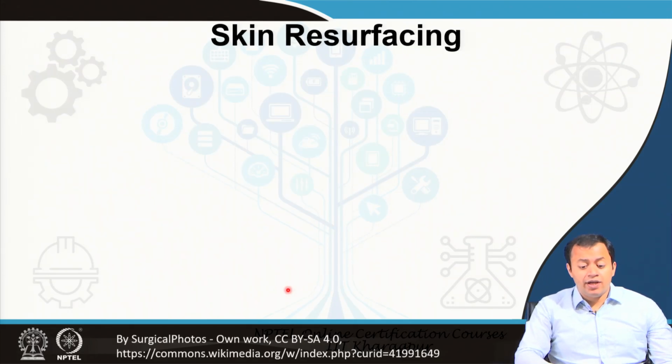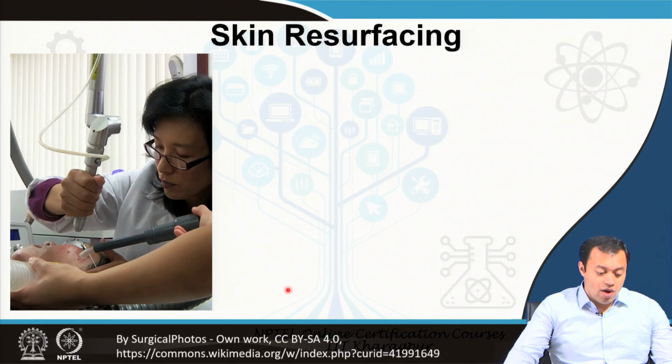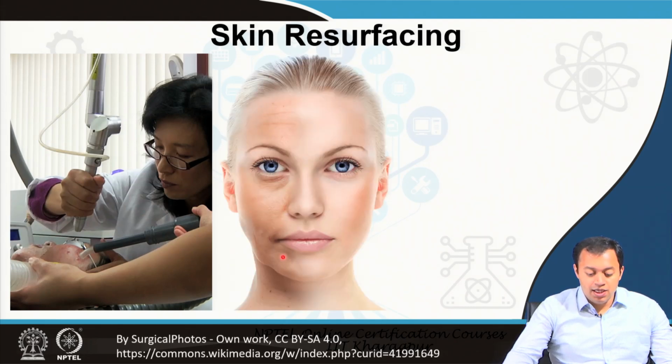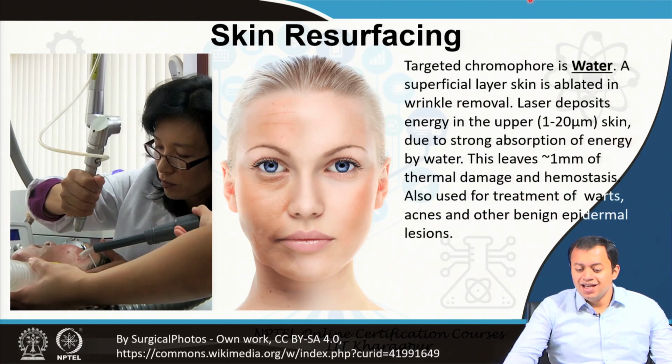Then there is this very interesting phenomenon of skin resurfacing, where you put some sort of a laser light. You cannot see the laser here because this laser is infrared into the skin, and this is basically removing either wrinkles or these kinds of creases, or even acne, or some sort of skin wound, some sort of skin lesions as such. So here, believe it or not, the targeted chromophore is water. A superficial layer of skin is ablated, destroyed with wrinkle removal. So some part of the skin is actually destroyed, a very thin layer.